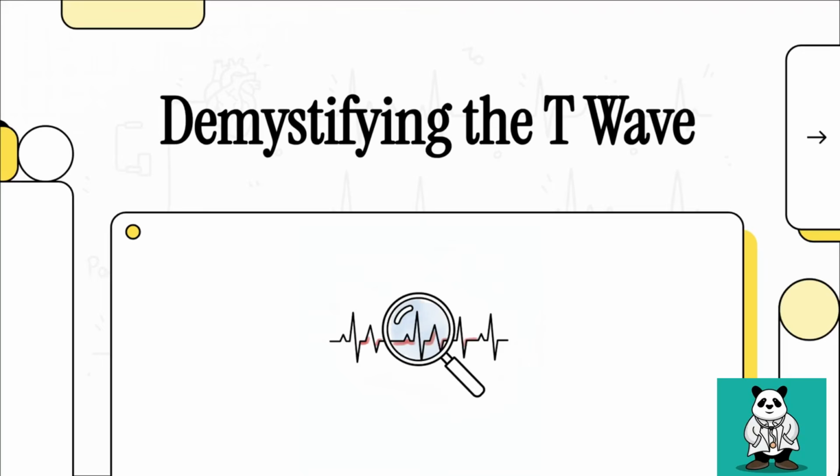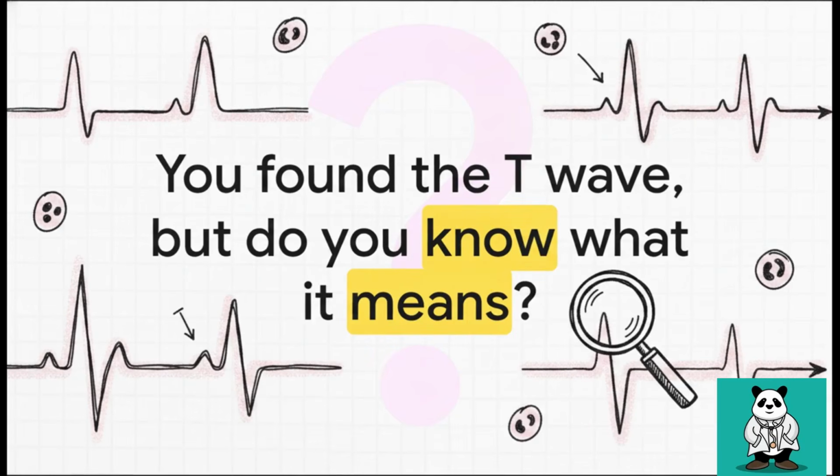Welcome back, everyone, to the scenario we've all faced, right? You're looking at a freshly printed ECG strip, and boom, you spot the T wave right there on the paper. But honestly, spotting it is only half the battle. Do you actually know what it's trying to tell you? Like, what does it mean when its shape shifts by just a single millimeter? Or what happens when it flips entirely upside down?